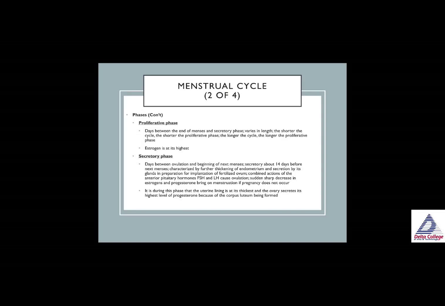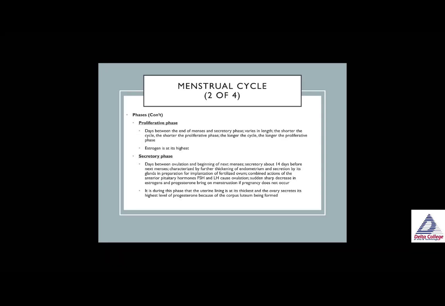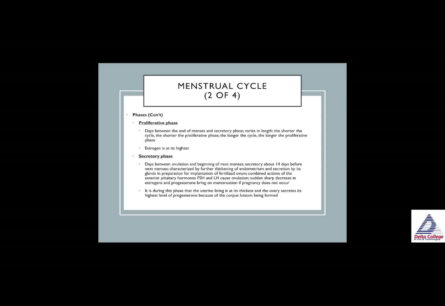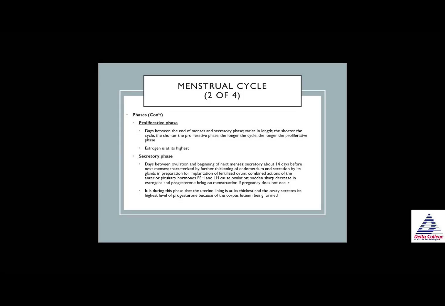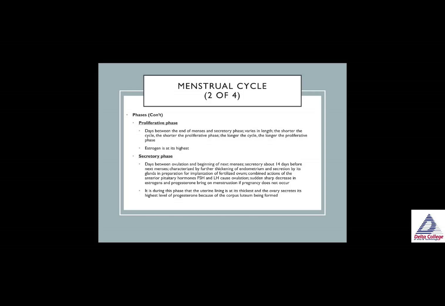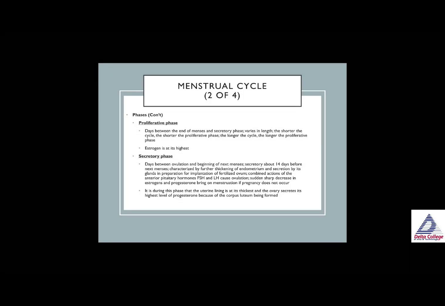Now, during the secretory phase, these are the days between ovulation and the beginning of the next menses or menstrual cycle. The secretory phase is about 14 days before the next menses. It is characterized by further thickening of the endometrium and secretion by its glands in preparation for implantation of a fertilized ovum. Combined actions of the anterior pituitary hormones, follicle-stimulating hormone and luteinizing hormone, cause ovulation. Sudden sharp decrease in estrogens and progesterone bring on menstruation if pregnancy does not occur.